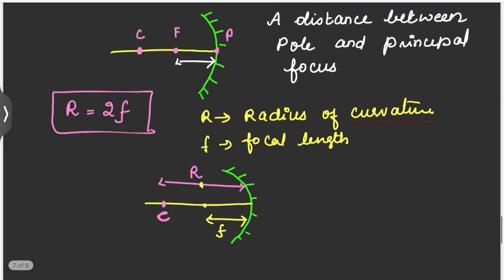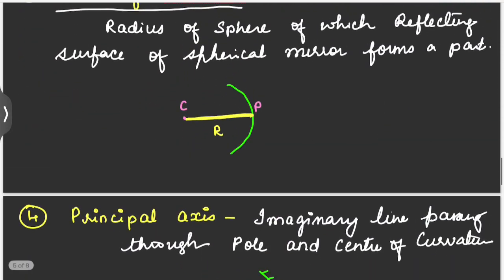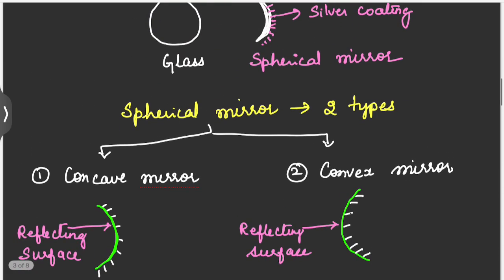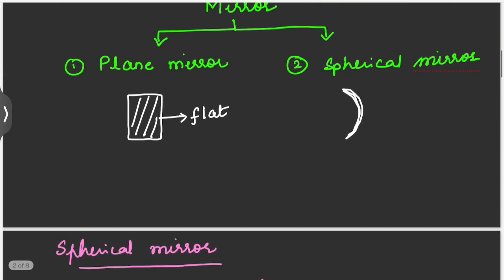Is this clear? These are the components you need to learn. Using this we are going to draw the ray diagram. It will become very simple. So you need to know the components along with the definition.